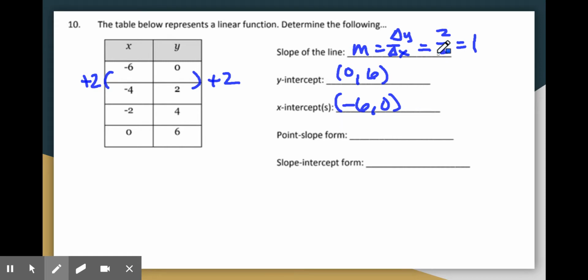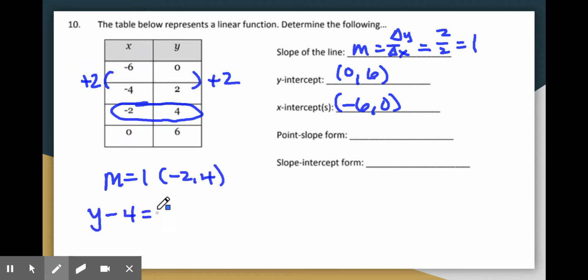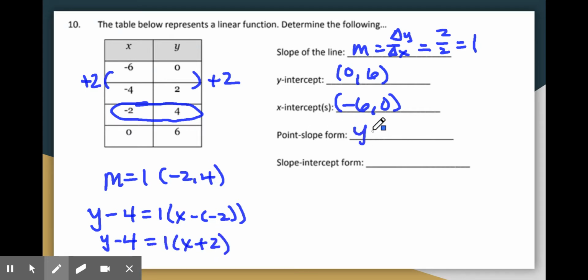Point-slope form. We have a point, and well, we have a bunch of points, right? I can use any one of these 4 points if I want. And I have the slope. So I'm going to use this point. It doesn't matter. I'm going to have a slope of 1, and my point is negative 2, 4. So I have y minus 4 equals 1 times x minus negative 2. So that's going to be y minus 4 equals 1 times x plus 2. So there's my point-slope form.